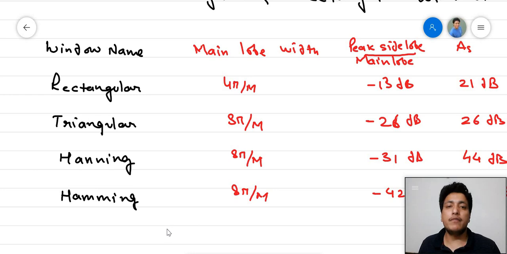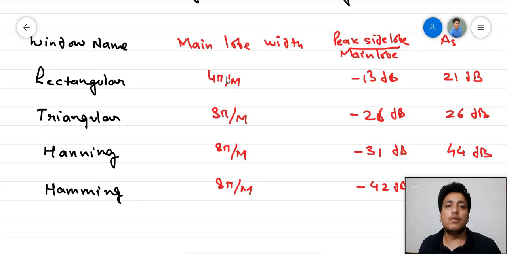So the comparative table can be seen like this. For the rectangular window, the main lobe width is 4 pi by M. Main lobe width also defines the transition band from pass band to stop band, right? So main lobe width is minimum for rectangular, that is 4 pi by M. For triangular, Hanning and Hamming, it is 8 pi by M.